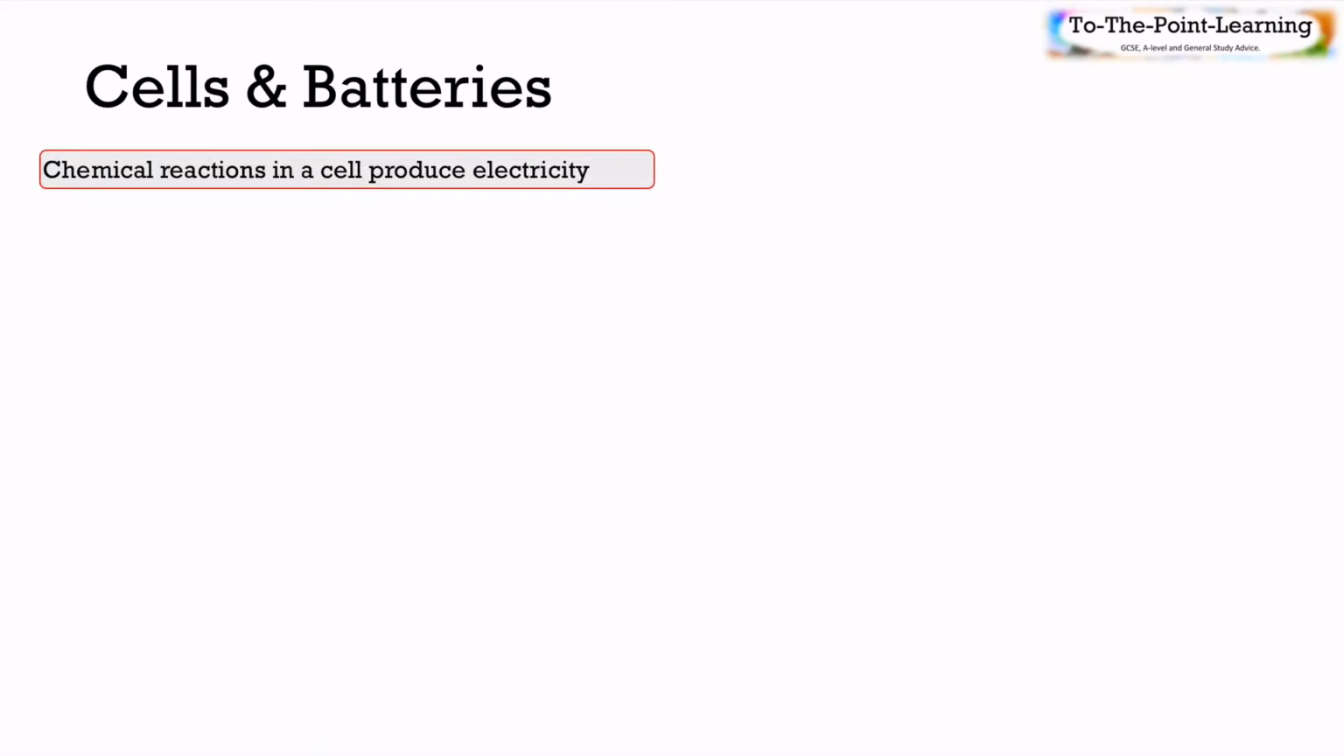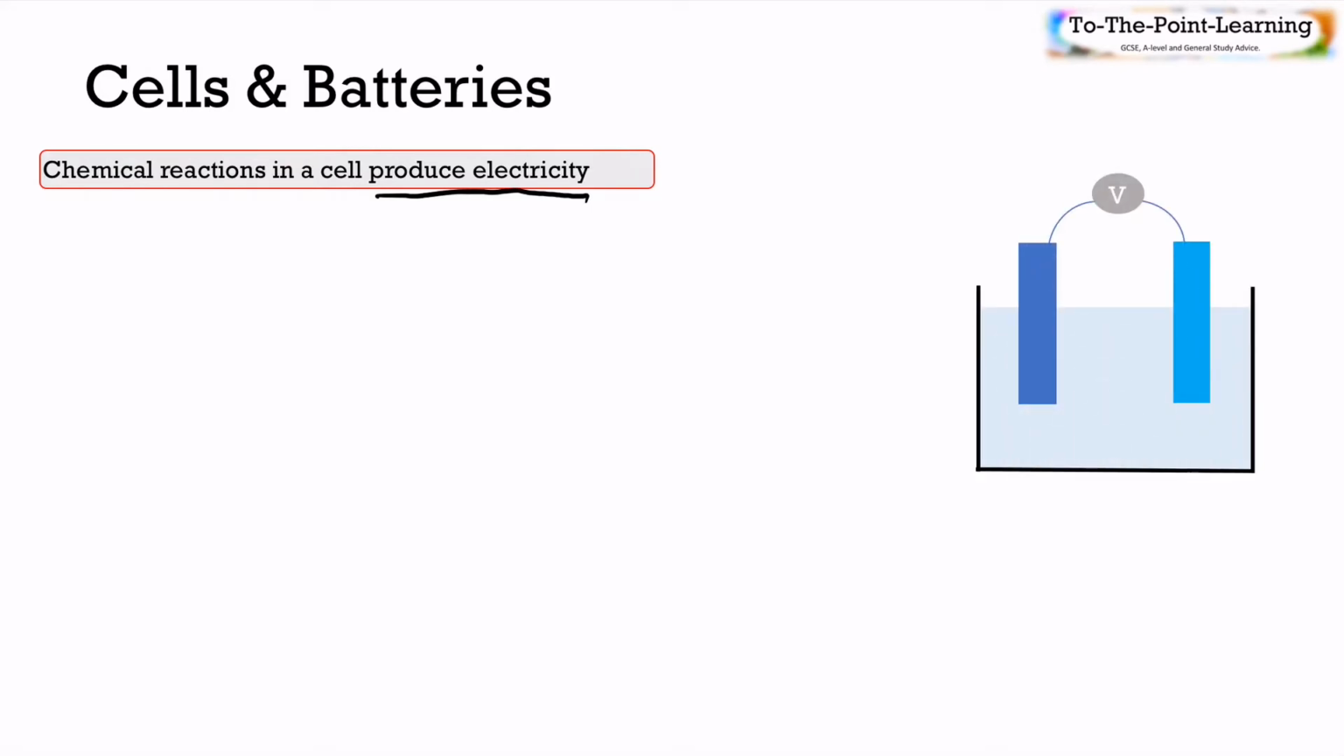So cells and batteries. Chemical reactions in a cell or a battery occur and then they produce electricity. Okay? And the layout of a cell, because not just any chemical reaction will produce electricity, you need to have it set up in the following way. So what we have here is two electrodes in a solution with a wire connection to complete the circuit, and then a potential difference is recorded here.